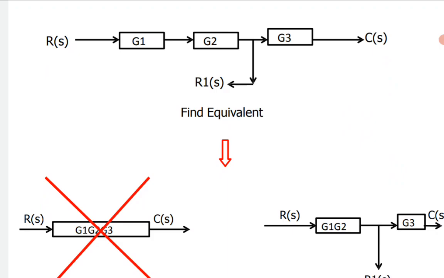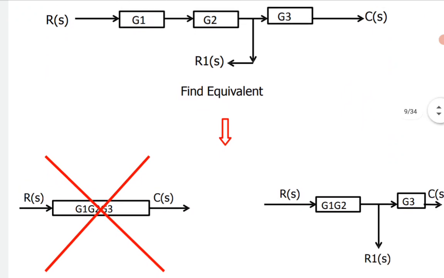R of S is given to G1, G2, then another point is provided, where R1 of S is also to be there, then another gain is to be introduced, that is G3, from where the output is generated. What is the equivalent diagram for that?